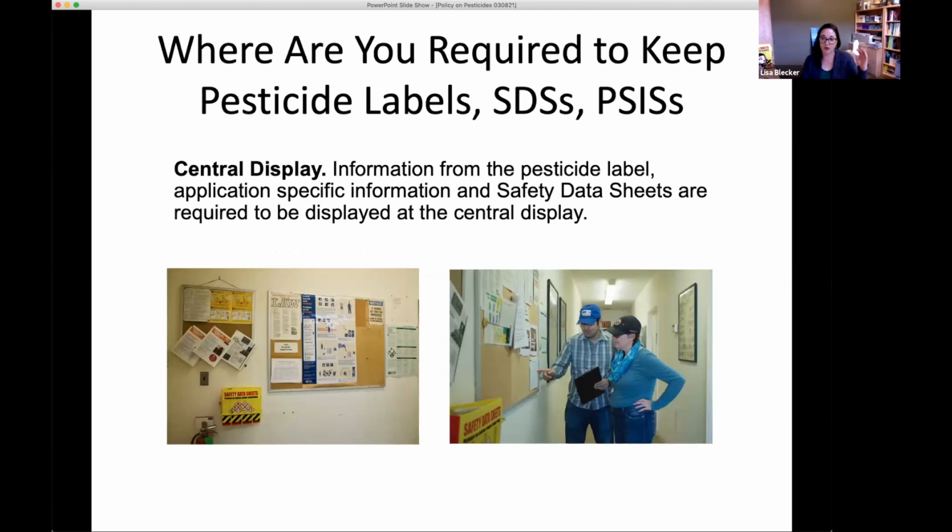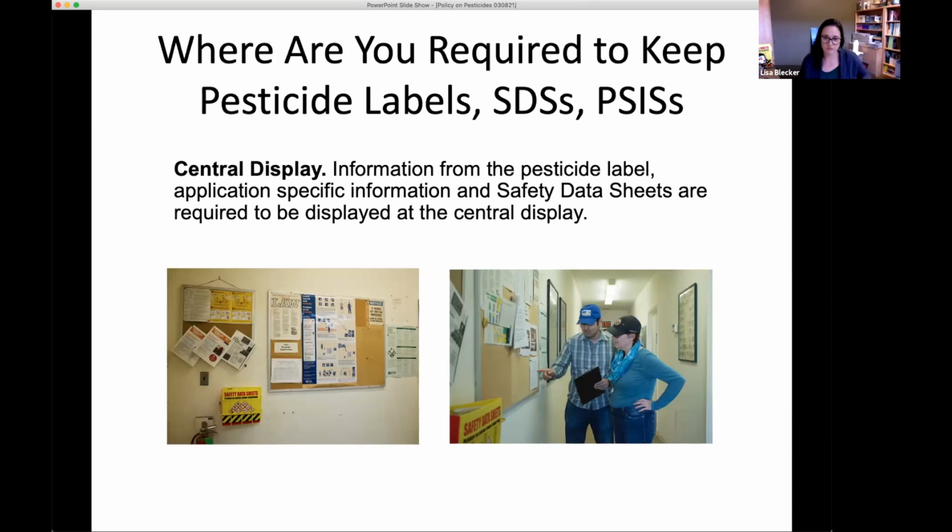Basically, it's a record of all recent applications because that allows employees, so these are 2 employees getting ready to go into a field and do field work. They don't have PPE on because they're not handling pesticides. So they're looking at the list of recently applied pesticides to make sure the field that they are supposed to enter does not have a restricted entry interval in effect at that time.